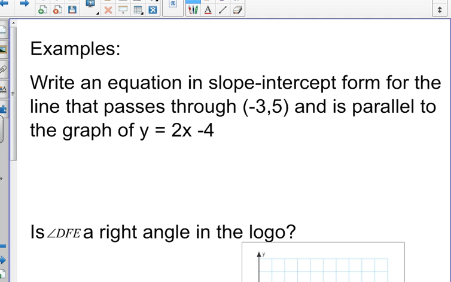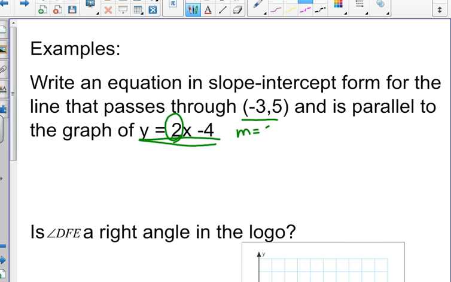Okay, well, parallel lines have the same slope. So whatever the slope is of this line is the slope of this one. The slope is always the number in front of the x, since this is in slope-intercept form. The slope is 2, and we have this point, so we can use point-slope form. Remember, point-slope is y minus y1 equals m times (x minus x1).